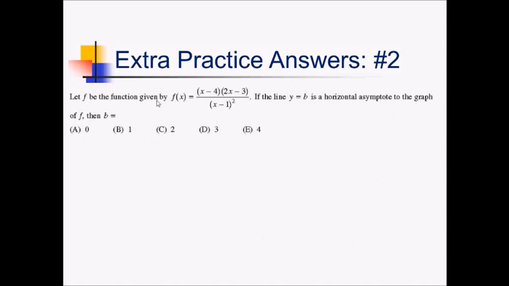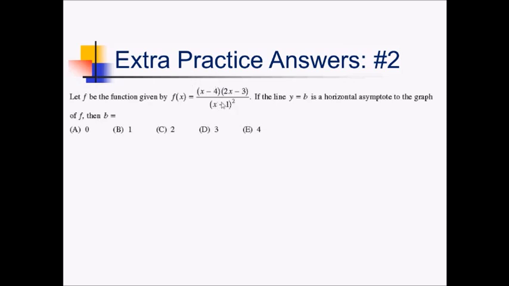For this problem, f is this rational function here, and they're saying the line y equals b is a horizontal asymptote, and they want to know what b is. So essentially, we have to figure out the limit as x approaches infinity of this thing. To do that, I'm going to look ahead a little bit. If I were to actually multiply all this out, I'm not going to do everything, but at the very least, I know that if I do x times 2x, I'm going to have the highest degree term in the numerator of 2x squared.